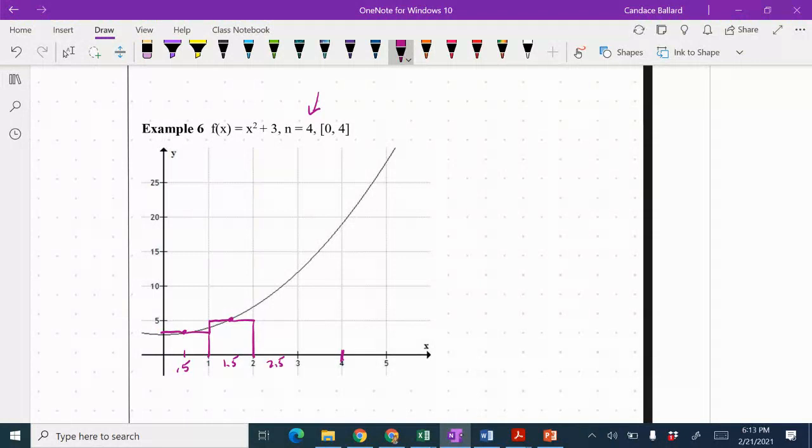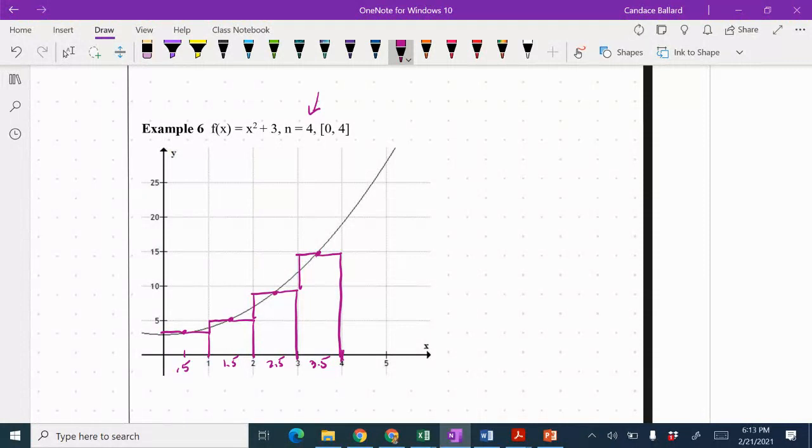Then at 2.5, I'm going to go up. I'm going to go a little bit to the left, a little bit to the right. And again, I should be drawing 4 rectangles. Then I've got 3.5, and I'm going to go up until I hit the function, a little to the left, a little to the right, and there are my 4 rectangles.